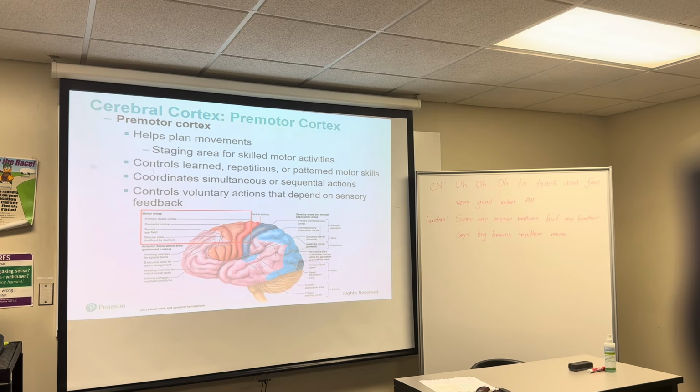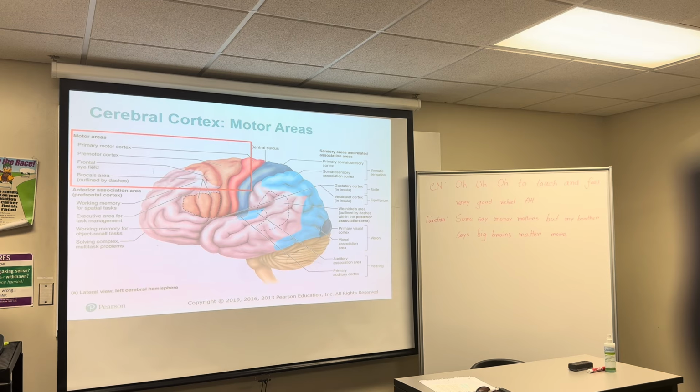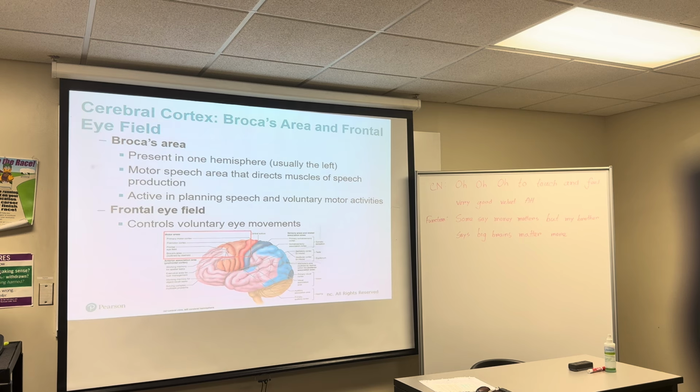Now, before your primary motor cortex, you have the what? Premotor cortex. Premotor cortex helps plan movement, staging area for the skilled motor activities, controls learned, repetitious, and patterned motor skills, coordinates simultaneous or sequential action, controls voluntary action that depends on sensory feedback.